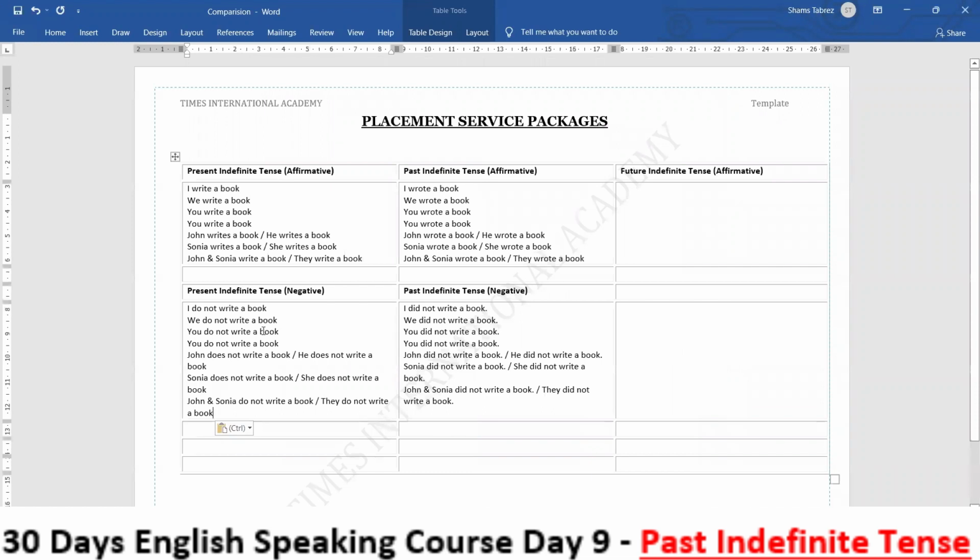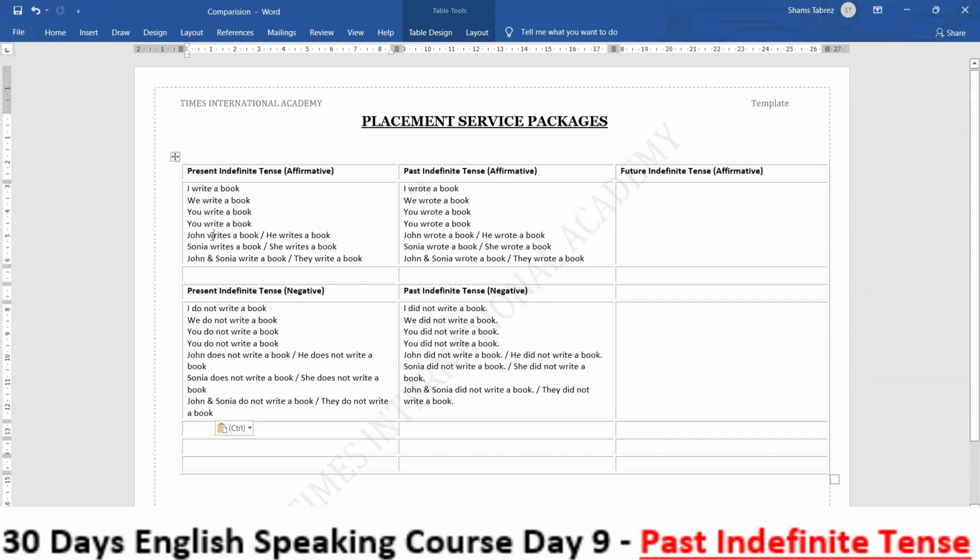You're right, right? So now this is the 5. Now, if you compare present indefinite tense affirmative question, I write a book. But if it is related to past indefinite tense affirmative question, I wrote a book. Here, first form of the verb is used. Here, second form of the verb is used.